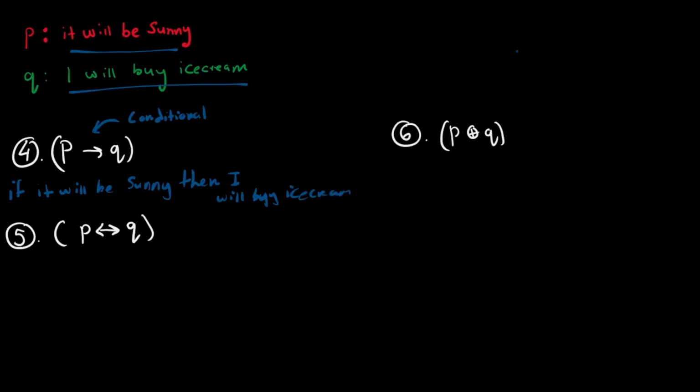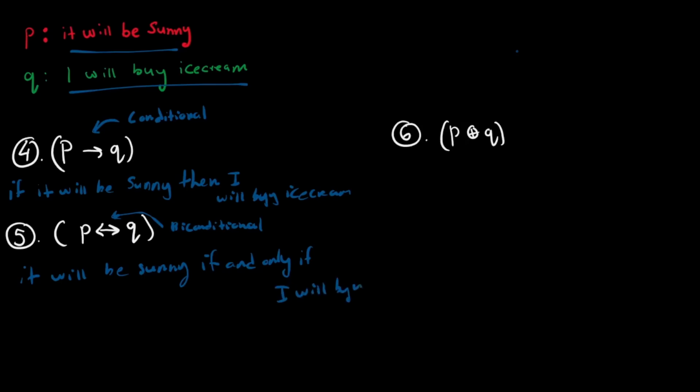Now, question number 5 states this. We have P, and we have an arrow with 2 heads. And remember what we said about that arrow with 2 heads? It means that we're looking at a biconditional. The key word for the biconditional is if and only if. So we would write this like this: it will be sunny if and only if I will buy ice cream. Okay, so that's it for number 5.